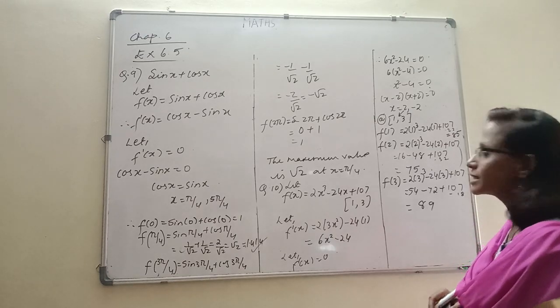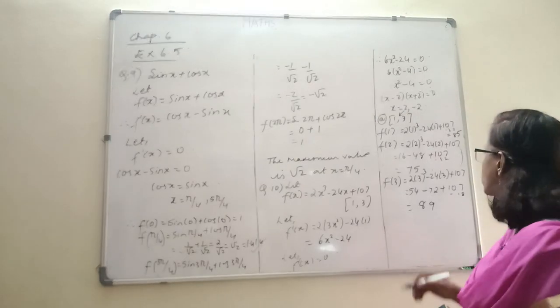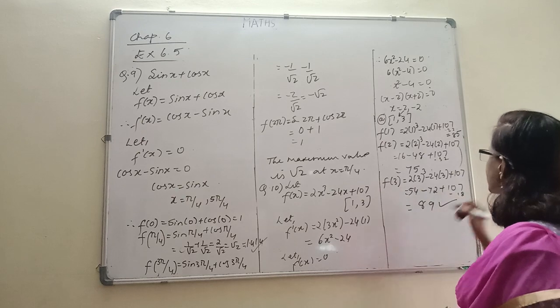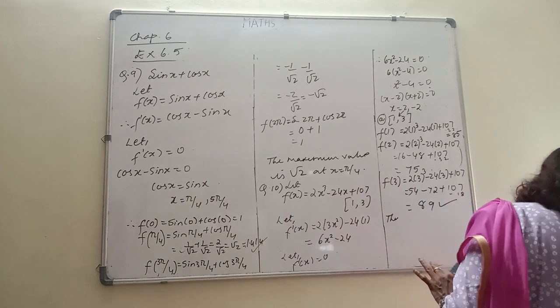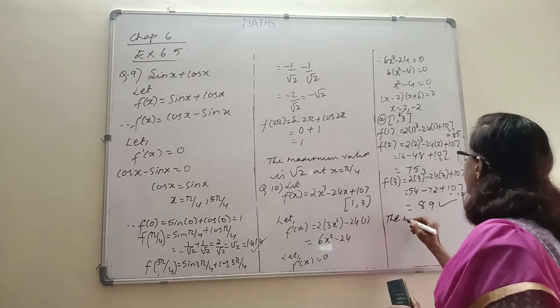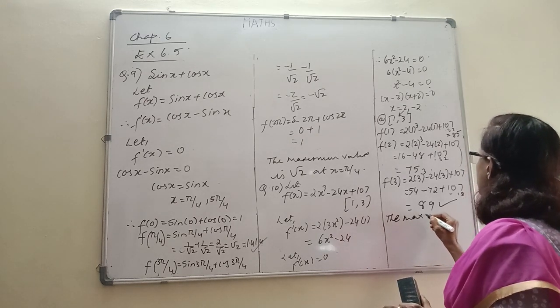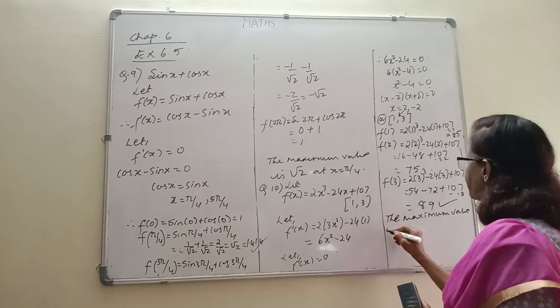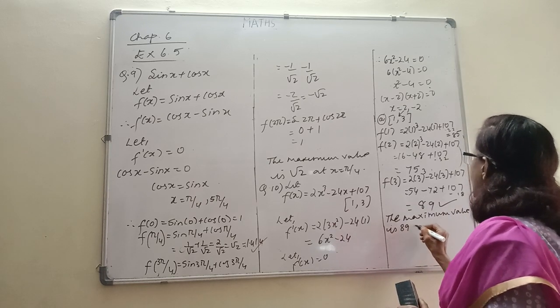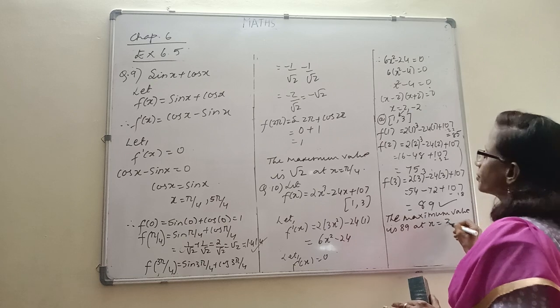So amongst these three, they are asking for a maximum value. So which is our maximum value? It is this. So the maximum value is 89 at x equal to 3.